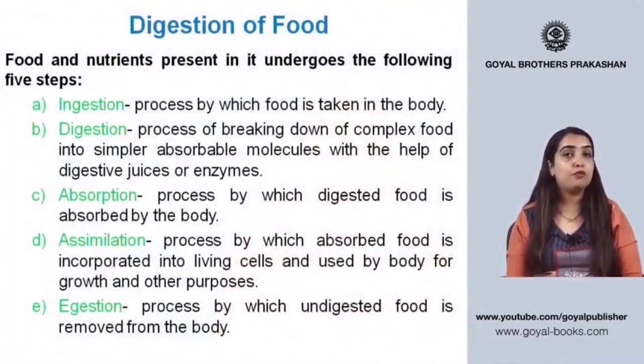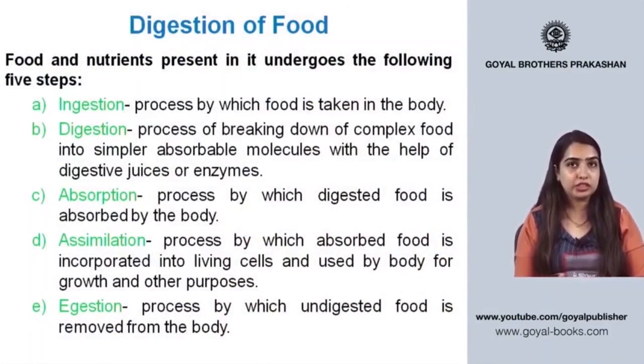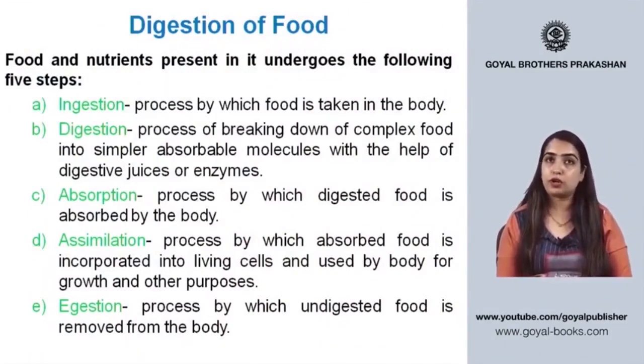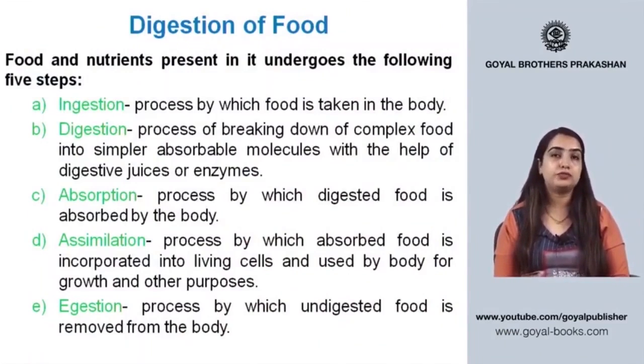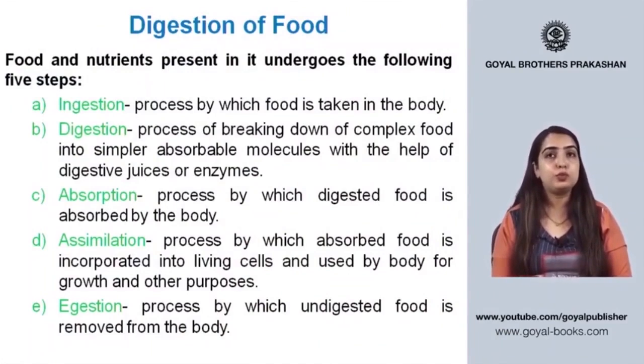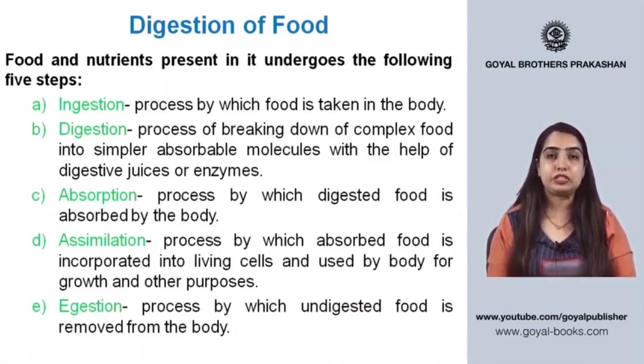Food. Why do we need food? Well, it provides us with the necessary energy and right amounts of nutrients which are required for our survival. Now, whatever kind of food we eat and the nutrients which are present in it undergo 5 essential steps. What are those steps? Let's discuss.